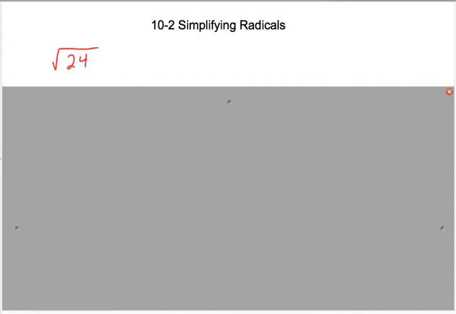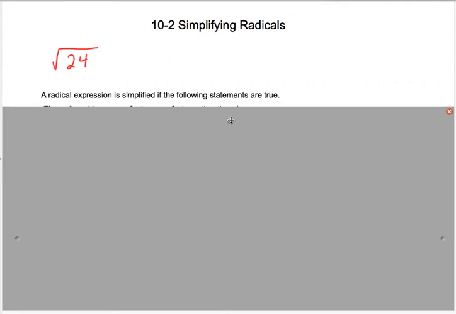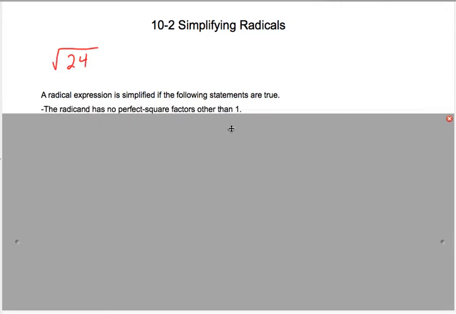So when we're not going to use a calculator, or when we need to manipulate a fraction or something that involves a radical, we're going to use simplified radical form. Okay, so there's a couple rules for using simplified radical form. A radical expression is simplified if the following statements are true. So the radicand, which is what's in here, 24 in this case, has no perfect square factors other than 1.